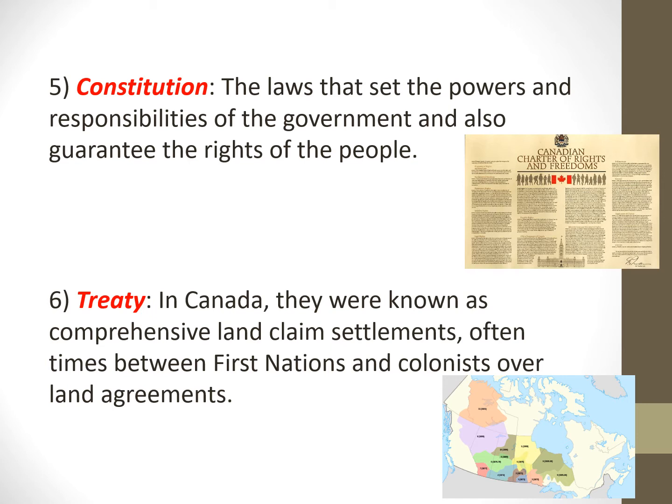Then we have treaties. So when we're talking about treaty for Canada, these are known as comprehensive land claim settlements, oftentimes between First Nations and colonists over land agreements. Now you can see a little picture. Later on, we're going to look at the 11 major treaties that happen throughout Canada. You'll notice that British Columbia doesn't have a lot of those because after the 11 treaties, that was sort of it. There were a few treaties on Vancouver Island, and we'll get into those a little bit later.